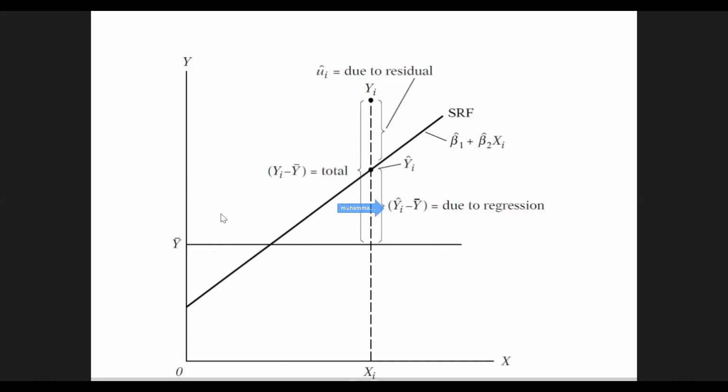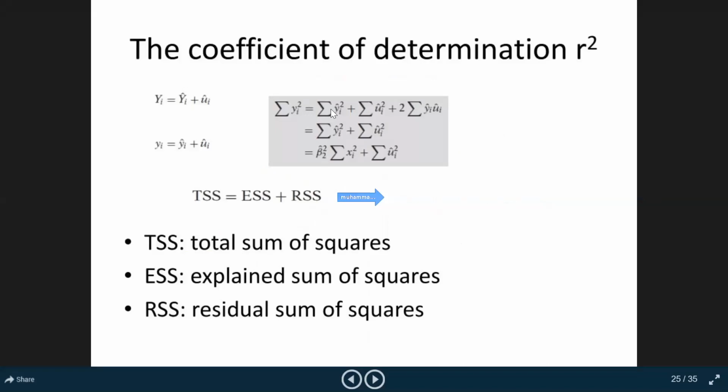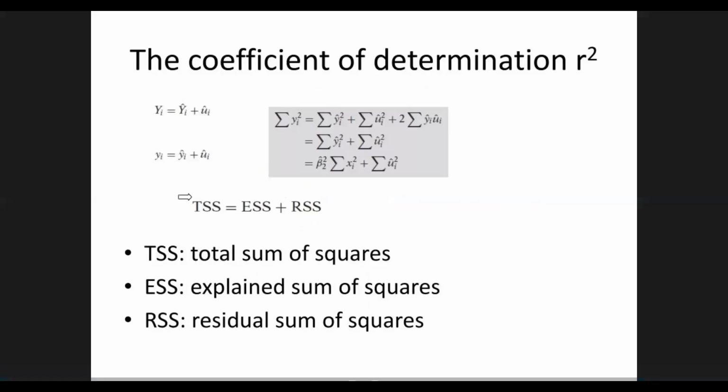If you look at the previous slide, the total variation is split into two forms. That is explained sum of square and residual sum of square. Explained sum of square is also named the regression sum of square, because it is those variation which has been explained by the independent variable in relation with the dependent variable. This is known as the explained sum of square.